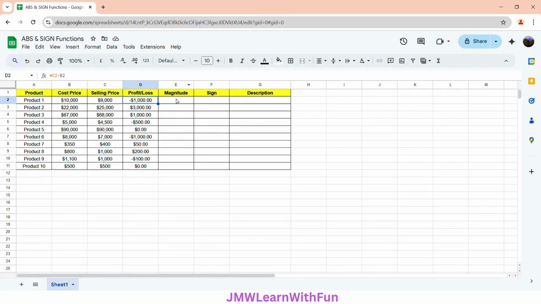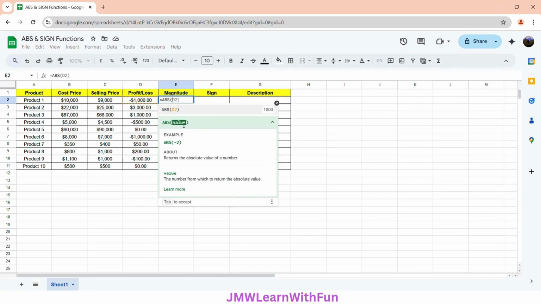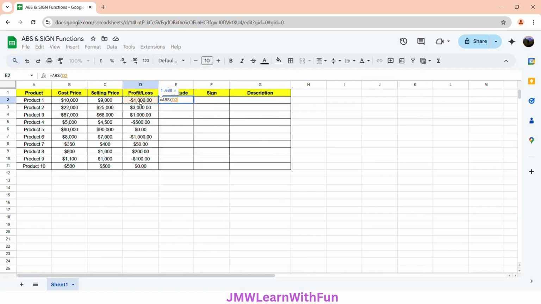Now to get the magnitude of the profit or loss calculated in column D, we will use the ABS function, which calculates the absolute value of a number. It takes value as an argument. An example is shown. For our case, we will write equal to ABS(D2). Let's drag the formula down till the E11 range. We see that we get the absolute values, that is the values without the sign.